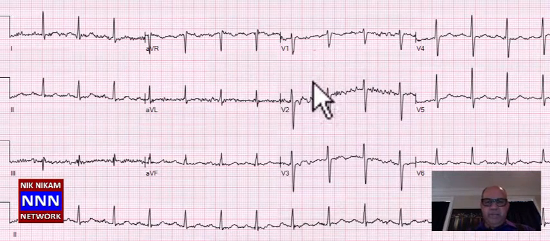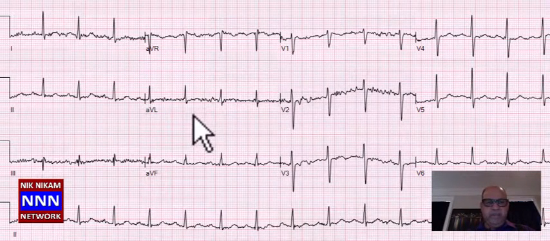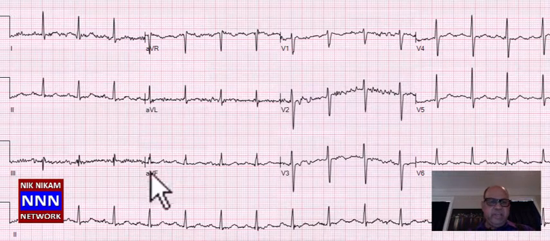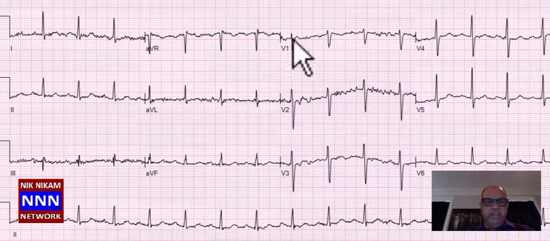Okay, sinus rhythm, baseline artifacts. We can't really see the P waves, but the RR interval is pretty regular, and here we can see some good P waves. Sinus rhythm, non-specific STT changes, and nothing suggestive of any evidence of an old infarction.